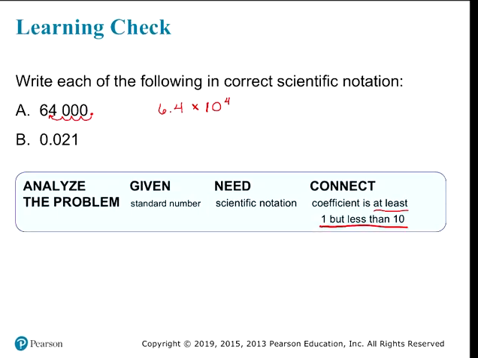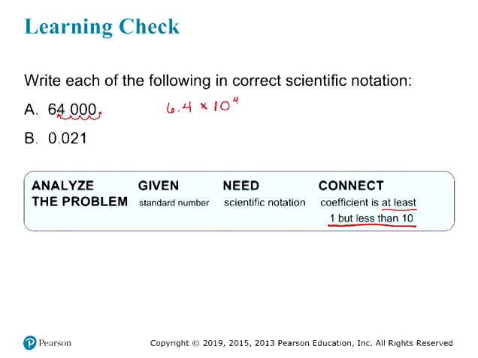Oh, I accidentally zoomed in on my screen. Now, again, remember we moved the decimal point to the left, and this is a larger number, so the exponent, or the power of 10, is positive. So we moved the decimal to the left, and this is a larger number. So that tells us we have a positive exponent.